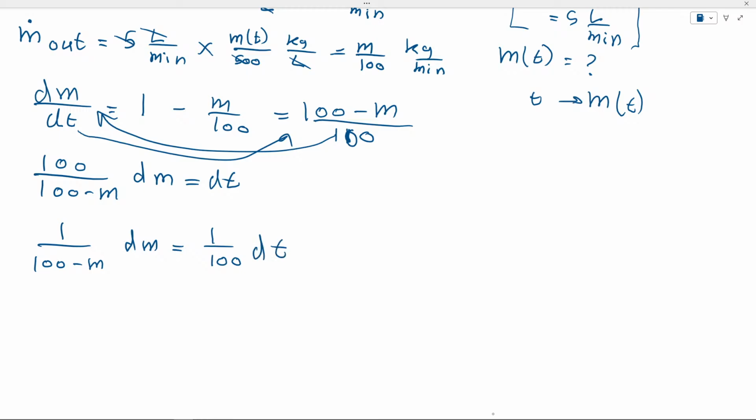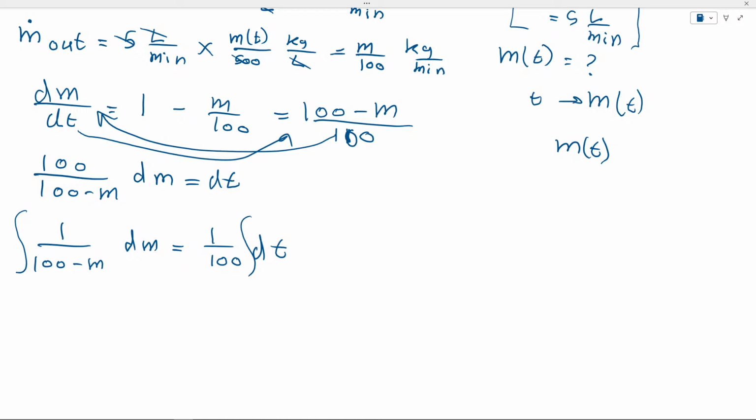So now, to find the relationship of m as a function of t, I just need to integrate both sides. I integrate this with respect to m, and I integrate this with respect to t. This is a constant, so basically I can do something like this. And we know how to do this. We practiced a lot of calculus before. That's why we took several modules in calculus, so that when we come to this stage, we will know how to do this.